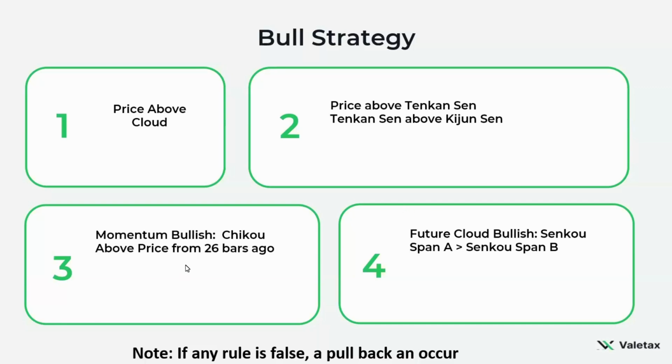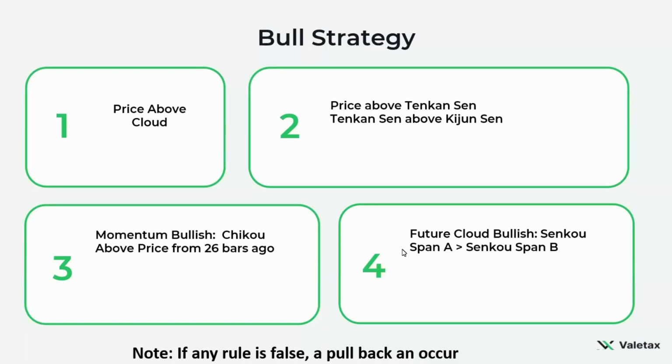Then you want momentum to be bullish, and now you want the future cloud to be bullish. Okay, so these are the 4 rules that dictate a trend. So to have a good, strong trend, you need these 4 rules. If one of the rules is false, a pullback can occur at any time. And that's the key thing to note.